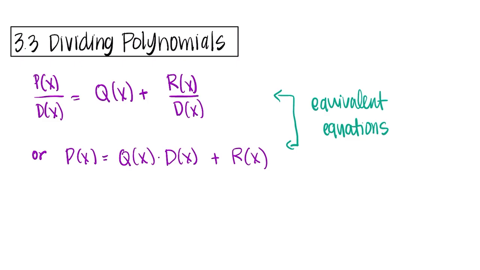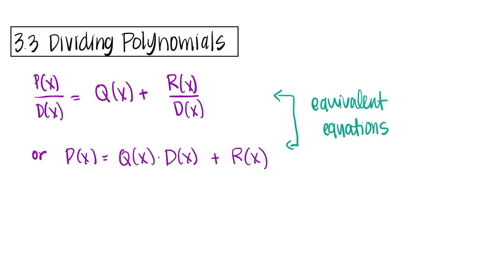They look different, but they both represent the same thing. So what we're going to do is go over a few different ways that we can divide polynomials. We're going to do long division, what I call the box method, and synthetic division. Long division and the box method you can do all the time. Synthetic division only works in specific cases.